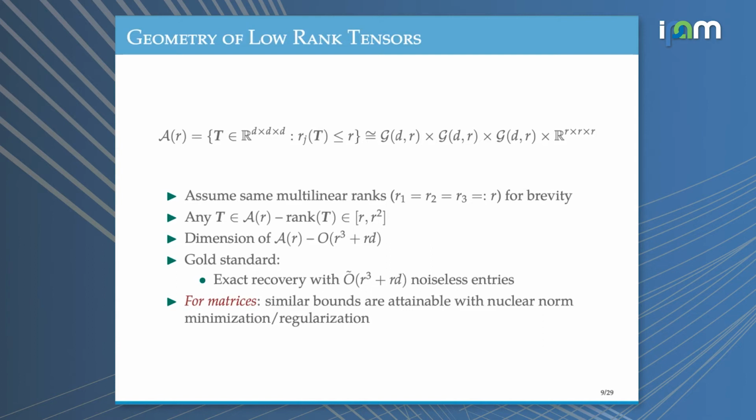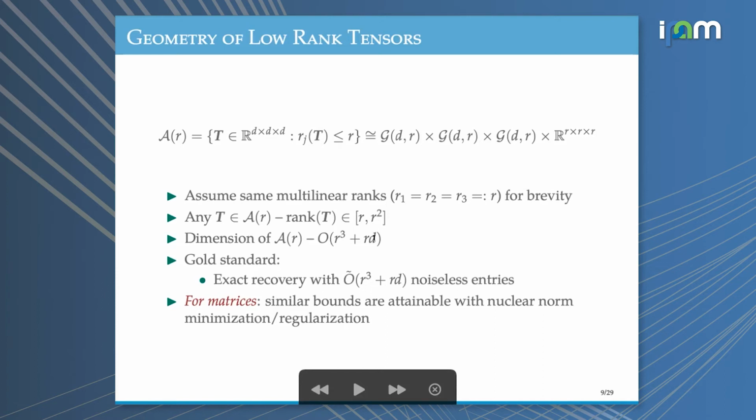To answer this question, just like in the matrix case, first we need to understand the degrees of freedom of this set. Basically, you can do a simple calculation. The dimension of this set is of the order R cubed plus RD. R cubed represents the degrees of freedom for the core tensor, and RD represents the degrees of freedom for the three changeable bases U1, U2, U3.